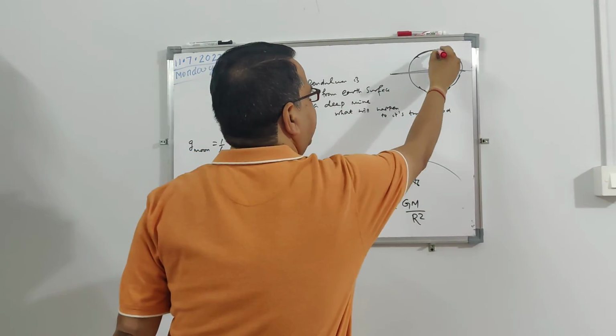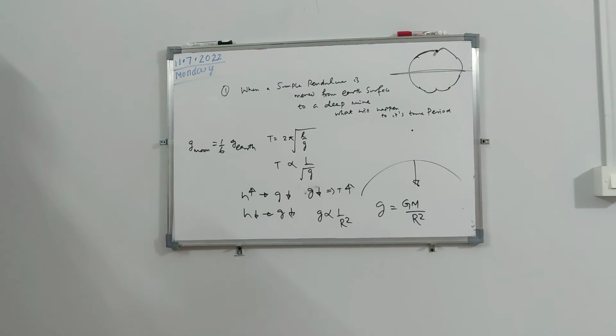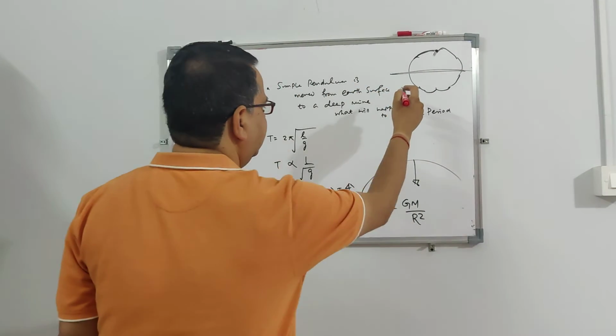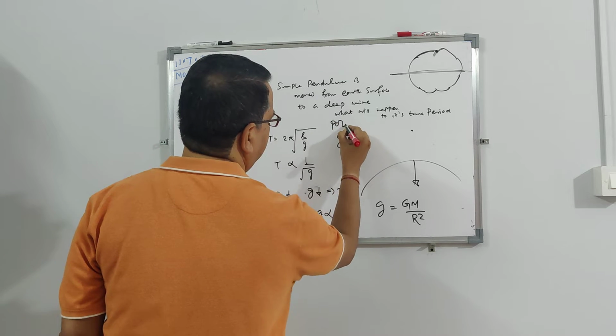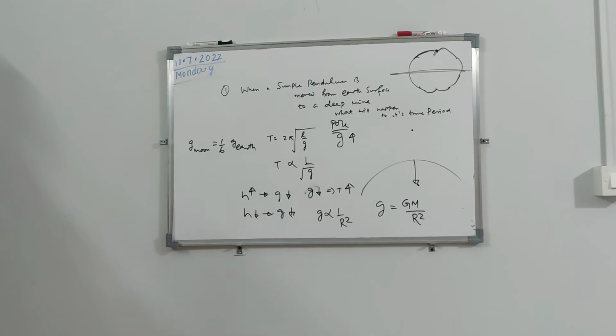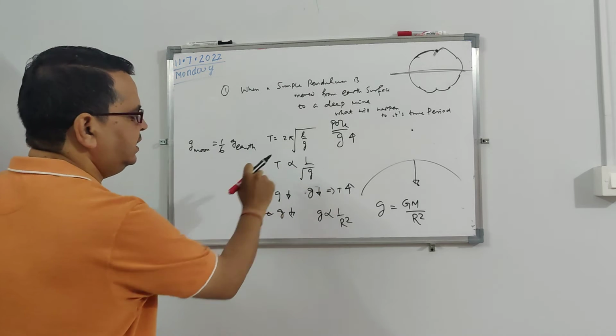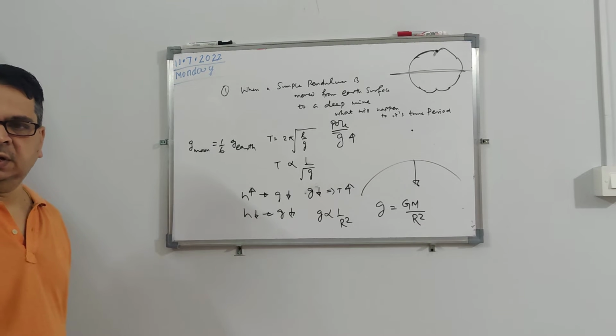So here my radius is less only, whereas near the equator, my radius is high. Okay. So because my radius is less, at the pole, g is high. So if I take my pendulum from equator to pole, if g increases, then the time period will decrease. So those kind of tricky questions also can come.